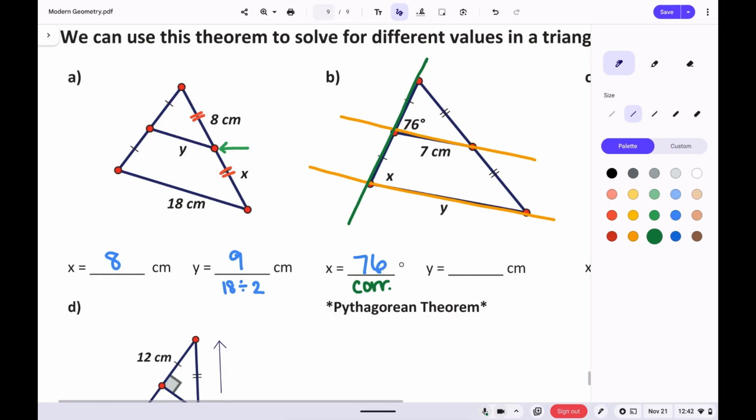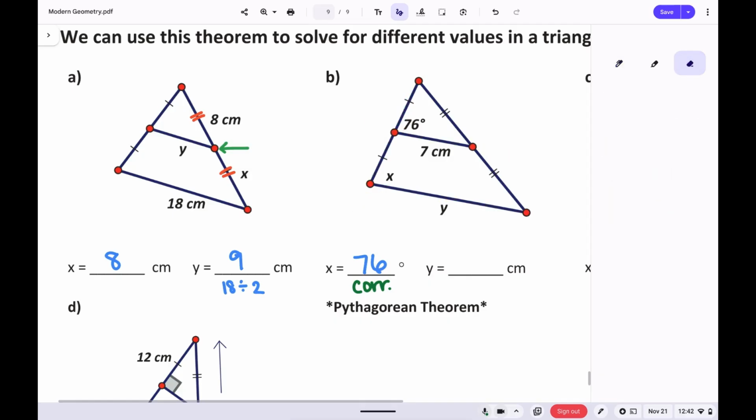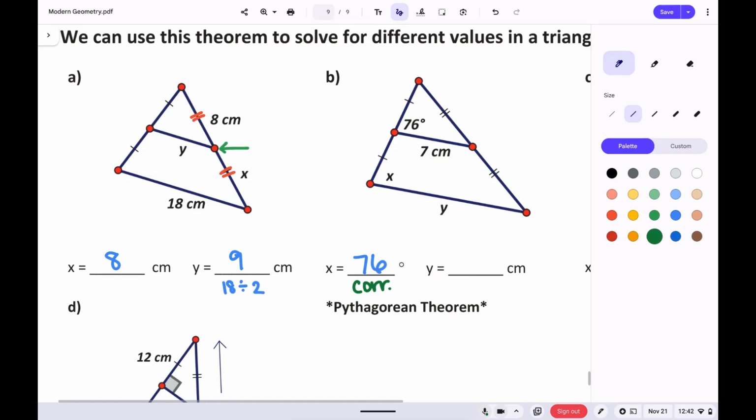Some of those angle pairs that we talked about are still going to show up inside of these triangles because anytime we have parallel lines, those angle pairs can start to show up. Good. All right, how about the Y now? How much is Y?